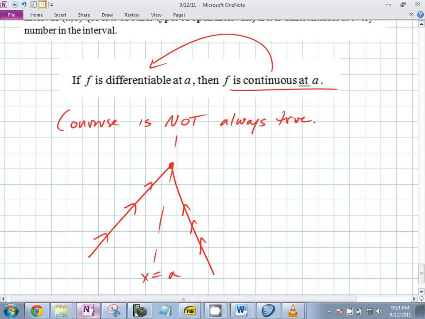So if it's differentiable, you get continuity. But if you have continuity, do you always get differentiability? No, it's an indicator. It might be okay, right? But does it guarantee it? No, it does not guarantee it at all.